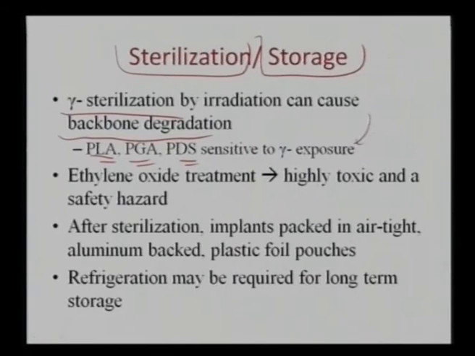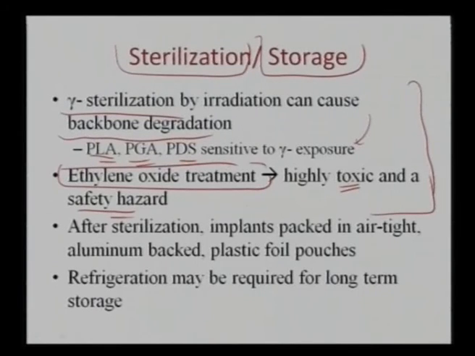So in this case, gamma sterilization may not be good enough, but it can be useful for certain other polymers. In case of PLA, PGA and PDS, ethylene oxide treatment can be given, but the problem with ethylene oxide is that it is highly toxic, and it is a safety hazard. So that is again a give and take of certain materials: if they are prone to gamma damage, then they have to be treated with ethylene oxide. But again, ethylene oxide has safety concerns, it needs to be properly cleaned up because it is highly toxic and can become a safety hazard.